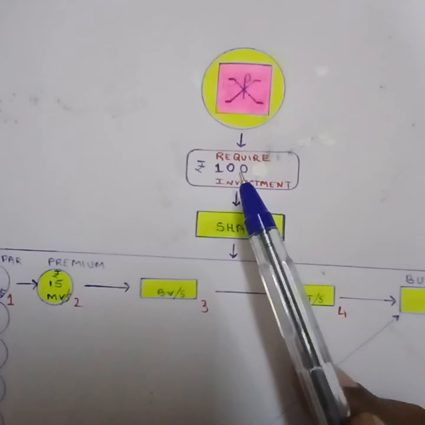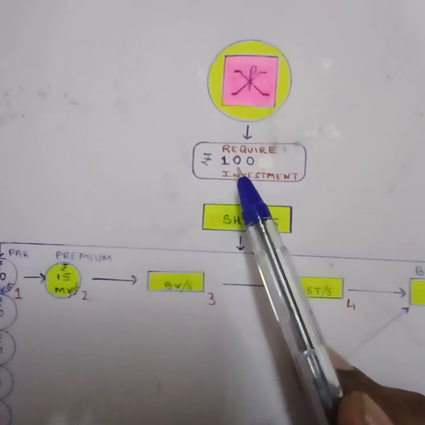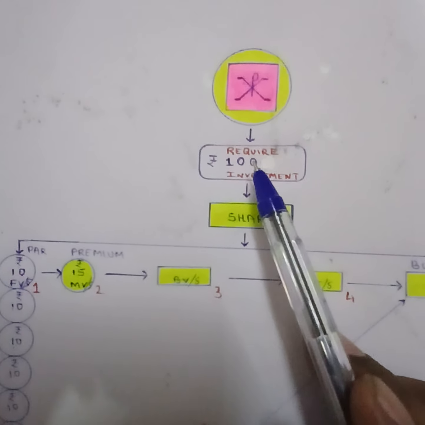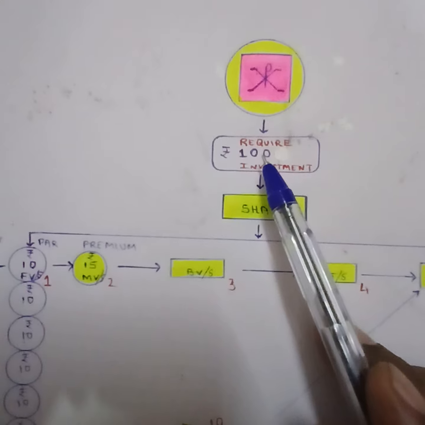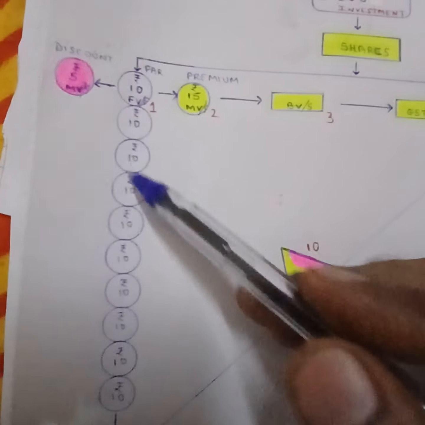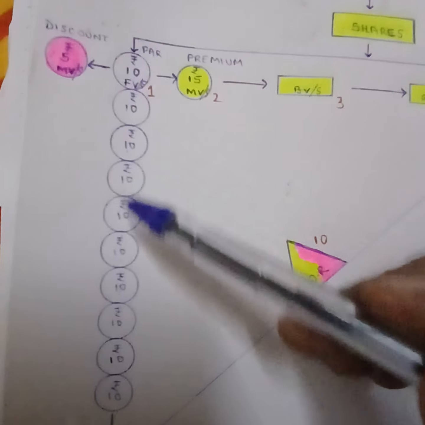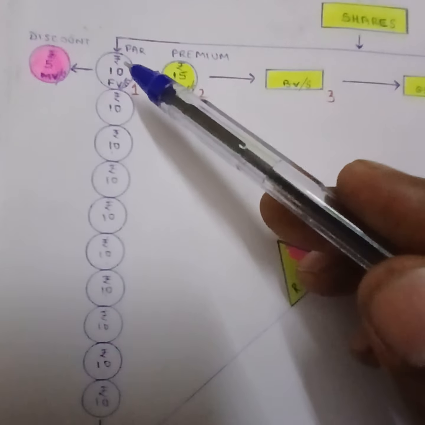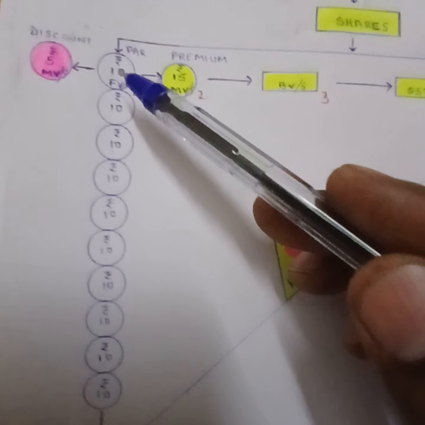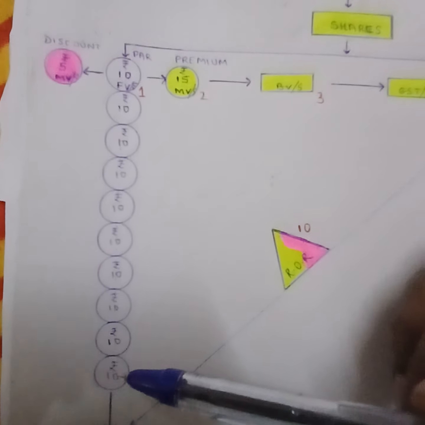The required amount was 100, as we have assumed it. It can be in lakhs, crores. So we'll just take the smallest figure, 100. So each share costing 10. So here we have got 10 shares. So here 100 rupees is being collected. Now the company assures you with dividend when it makes profit.